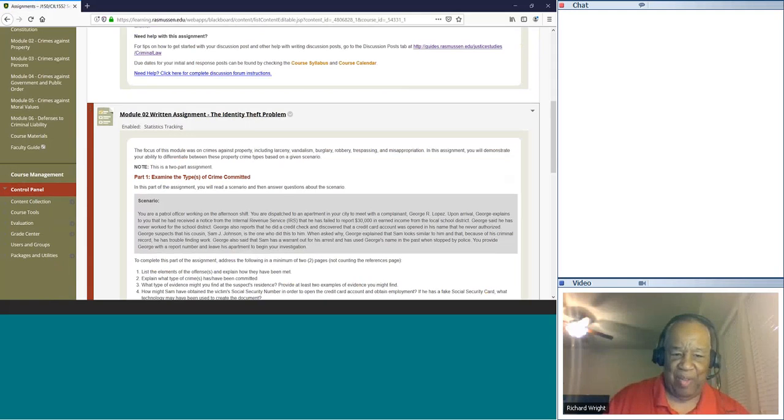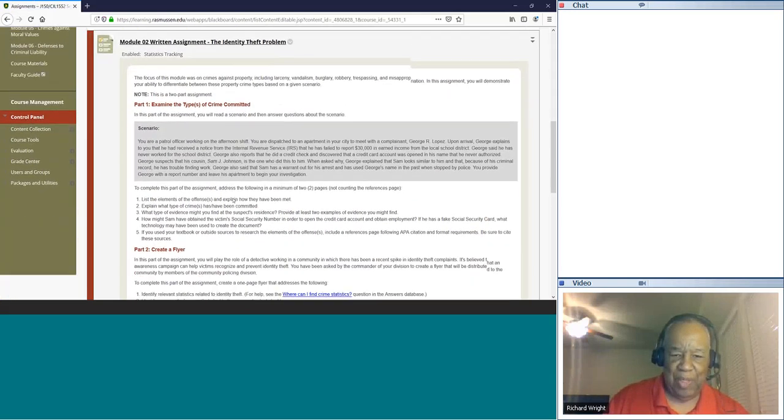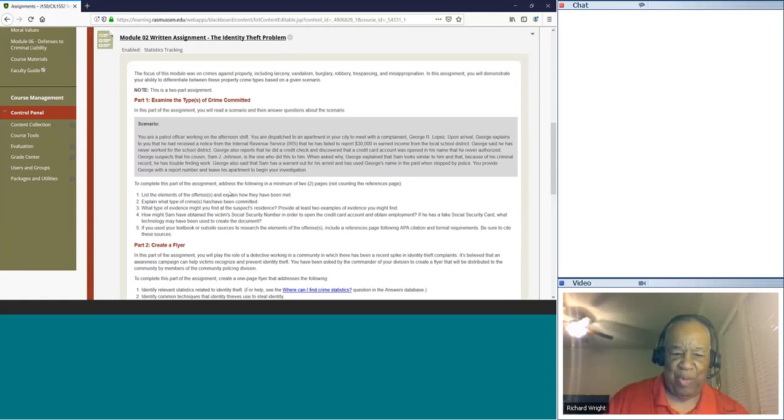In the first part, you're going to examine the types of crimes that are committed based on this scenario. And you're going to have to address the following issues. Notice that if you use your textbook or outside sources, make sure you have a reference page and citations in the body. Very, very, very important. Not just a citation, but citations in the body. Remember, I've stated before, citations provide support for the statements contained in your papers. So be sure that you cite these sources.